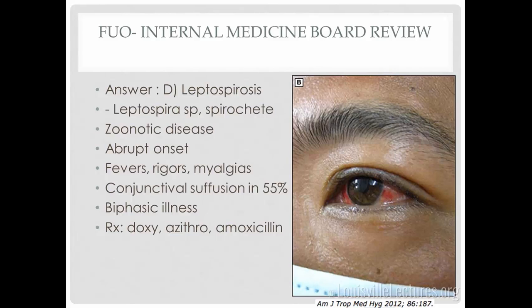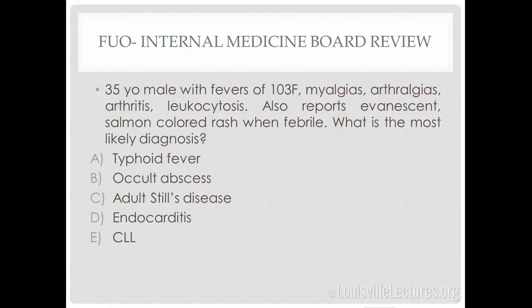And it will look exactly like this. The way you differentiate it from conjunctivitis is that you don't have the purulence, okay? So it's just a suffusion in the conjunctiva. And treatments for this include doxy, azithro, amoxicillin. Typically for severe cases, the treatment is about 5 to 7 days, okay? All right, let's go on to the next one.